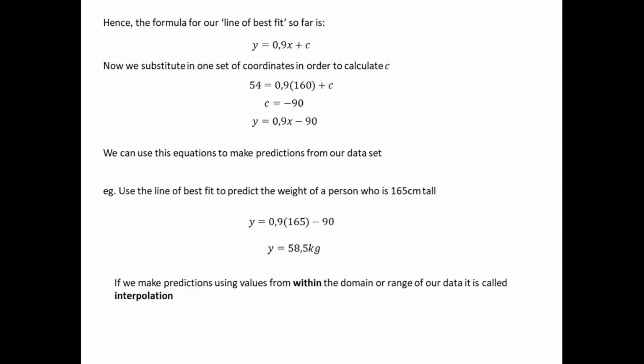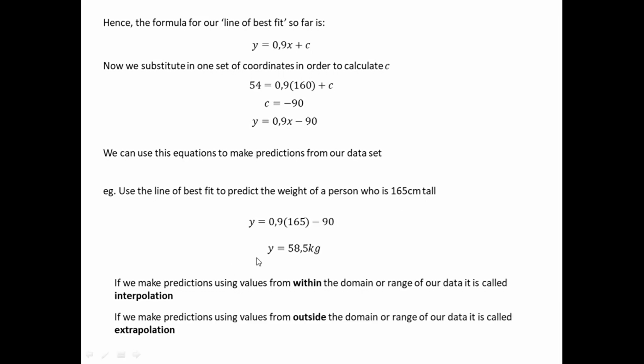Now, if we make predictions using values within the domain and range of our data, it's called interpolation. This here is interpolation because a height of 165 is within the domain of the heights in our set of data. It's bigger than the smallest number and it's smaller than the biggest number. So this is interpolation. If we make predictions using values from outside the domain or range of our data, it's called extrapolation. For instance, if I wanted to work out the weight of someone who is 220 centimeters tall, that would be extrapolation, because 220 centimeters is well beyond the biggest number in our set of data.